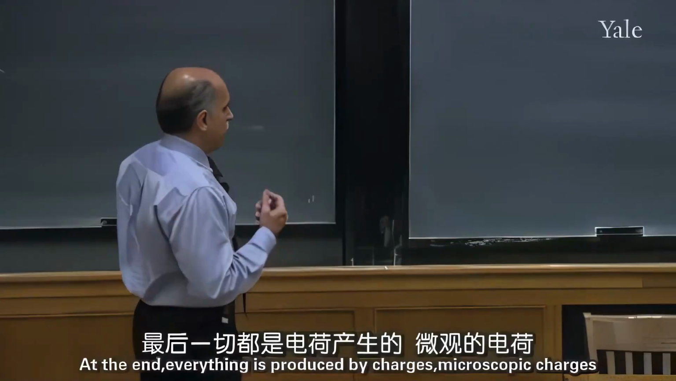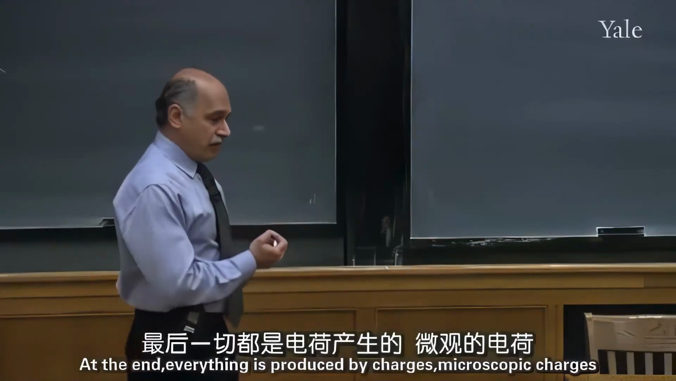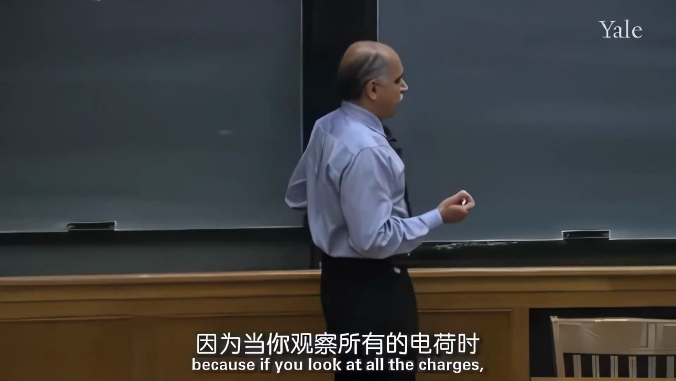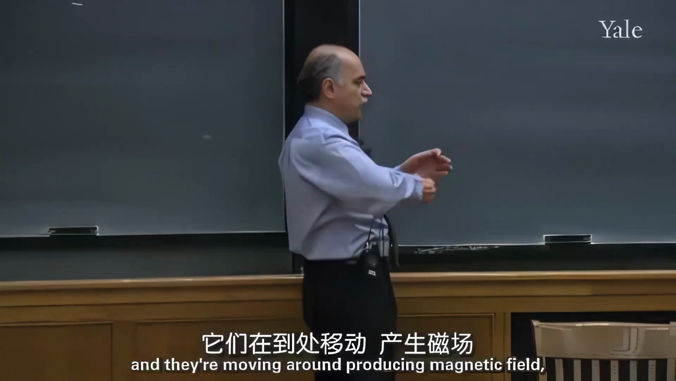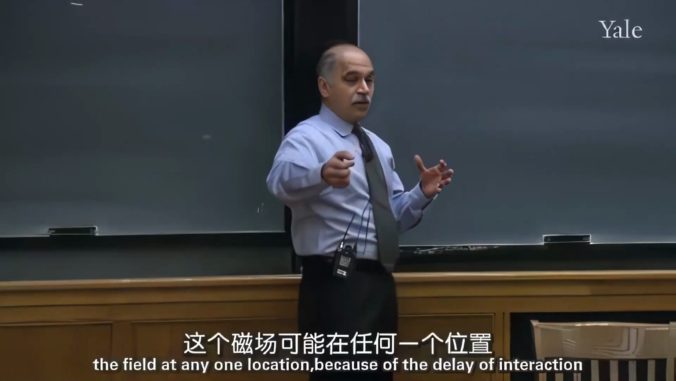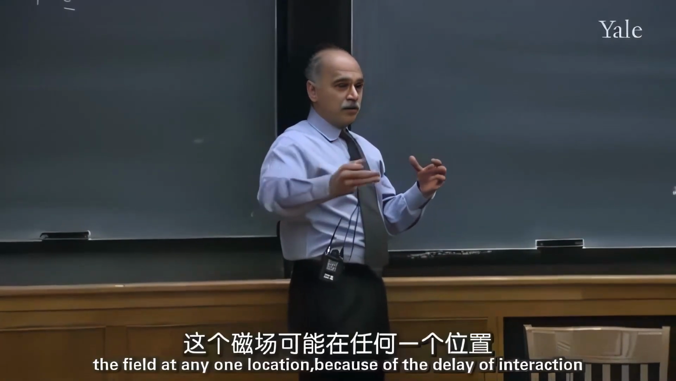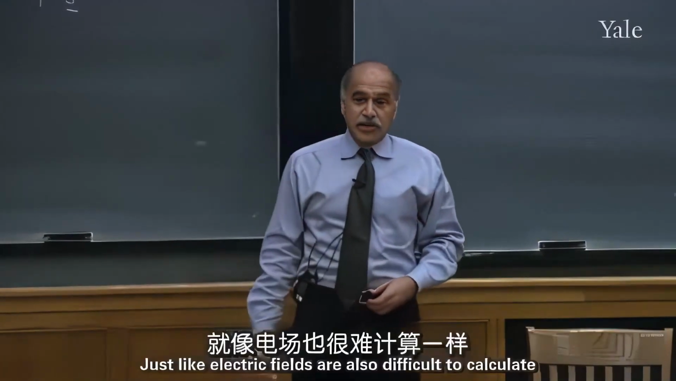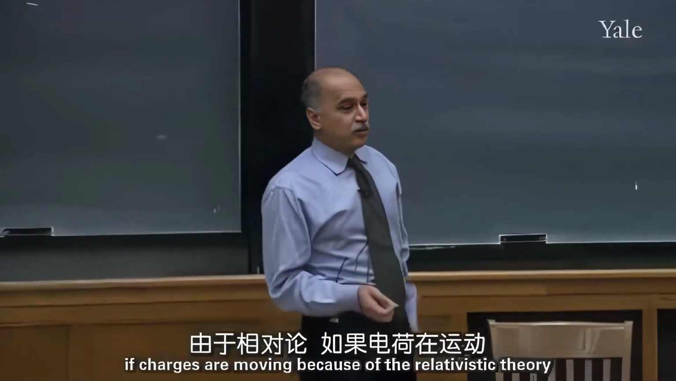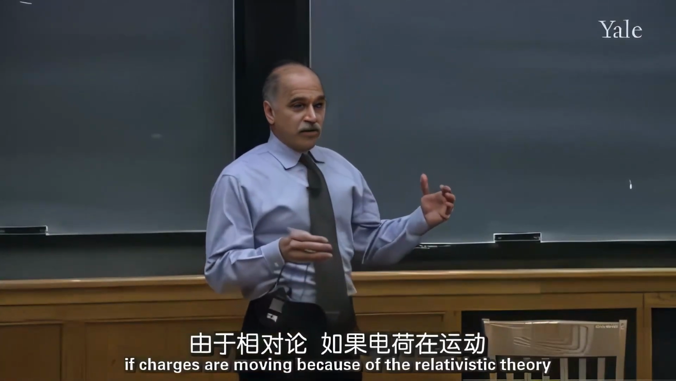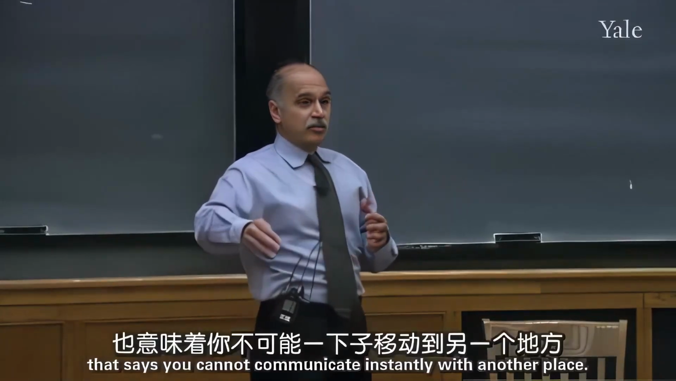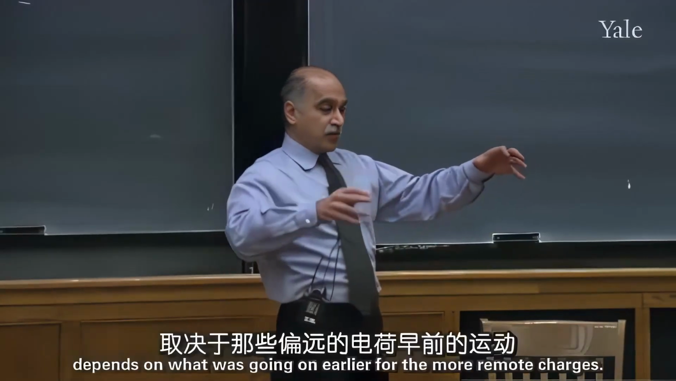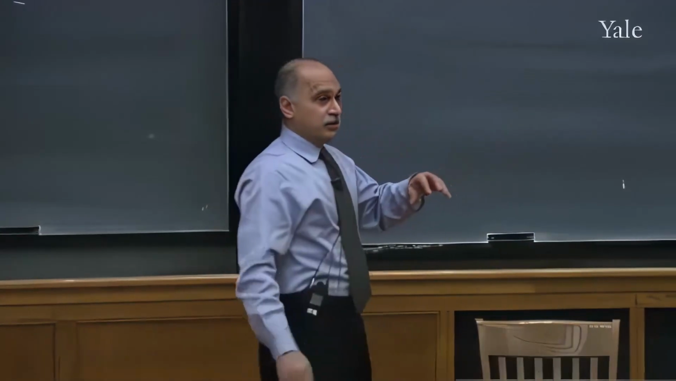At the end, everything is produced by charges, microscopic charges, but the formula for that is quite difficult to calculate. If you look at all the charges moving around producing a magnetic field, the field at any one location, because of the delay of interaction, depends on what they were doing at various times in the past. Just like electric fields are also difficult to calculate if charges are moving, because the relativistic theory says you cannot communicate instantly with another place. You can only do it at the speed of light. So the field here depends on what was going on earlier for the more remote charges.